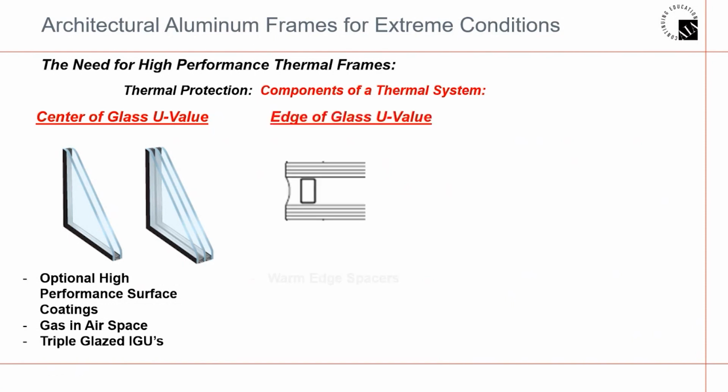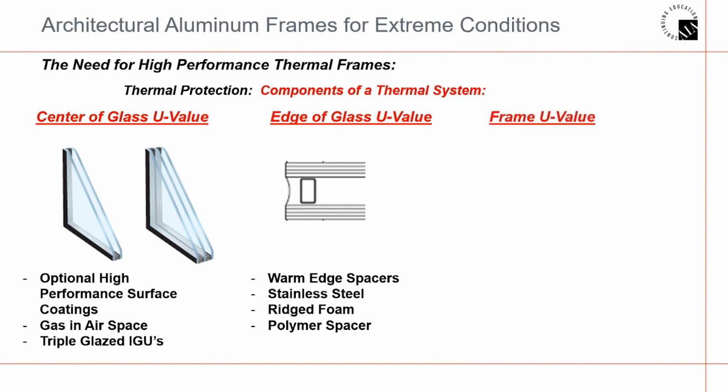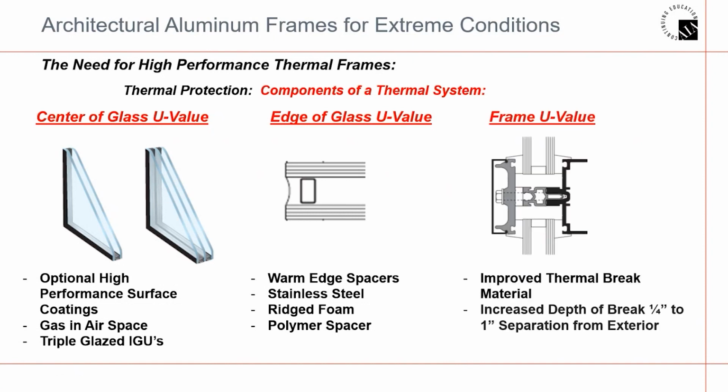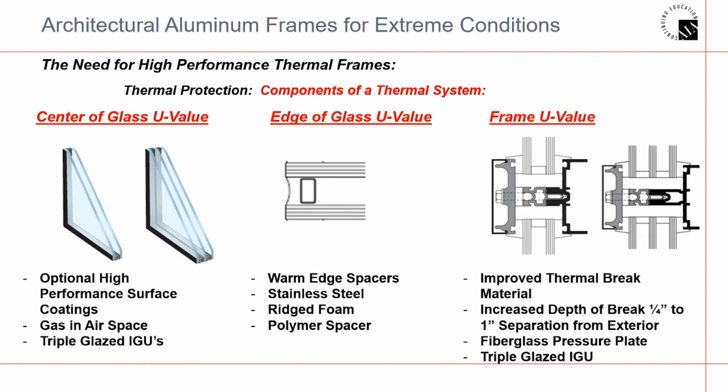This can be impacted by changing from warm edge spacers, stainless steel, rigid foam, or polymer spacers away from standard typical aluminum spacers. Then the third and last is the thermal break in the framing system. And again, you have other options you can take a look at that will move toward incrementally improving the thermal performance of the framing system.